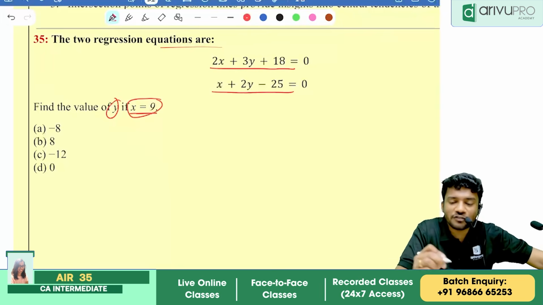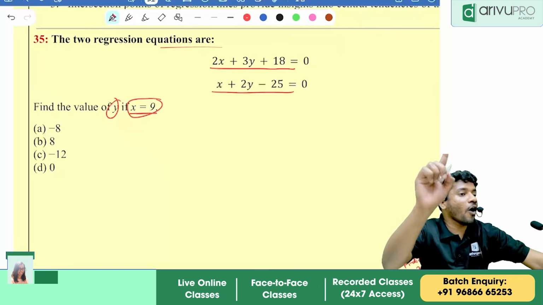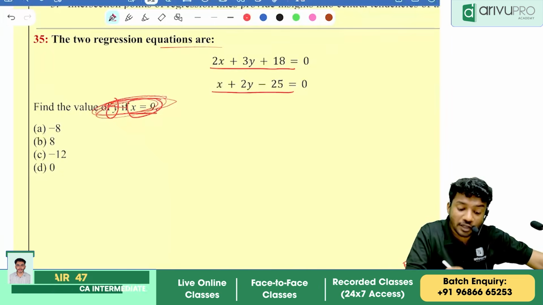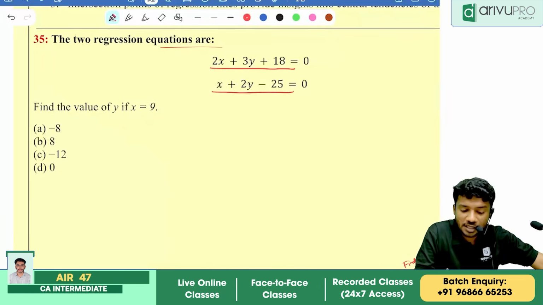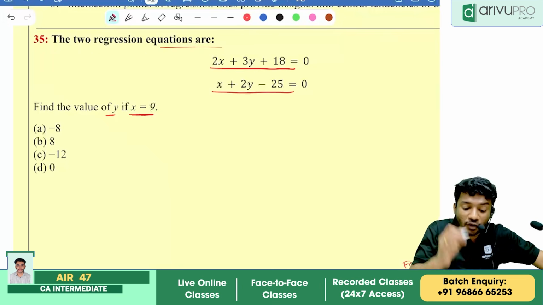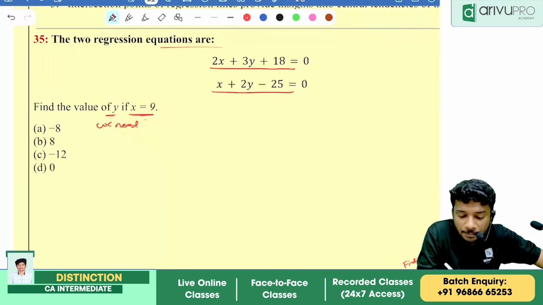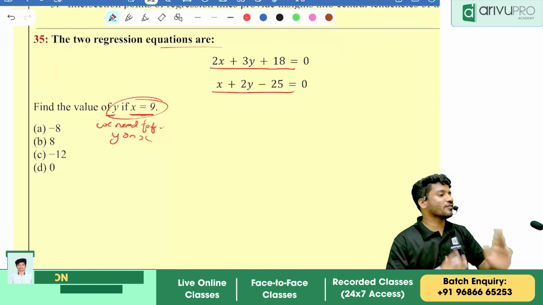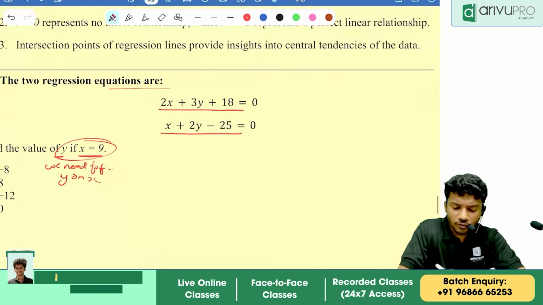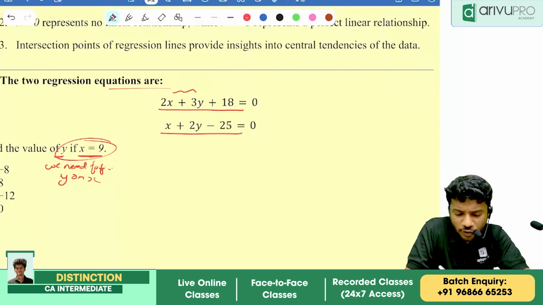First of all, we need to find which is y on x. How did I know it is y on x? Because we need to find the value of y when x is given. We find which equation is y on x. Because x is given, we are finding y. So assume. Let this be y on x. This is x on y.